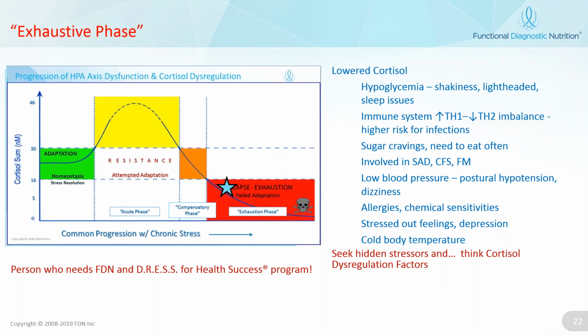Now, again, those aren't things that I would medically diagnose. That's why I call it all just metabolic chaos, and, you know, whatever. Seek hidden stressors and think cortisol dysregulation factors. That's what I would do. This is a person who needs FDN and the Dress for Health Success program.